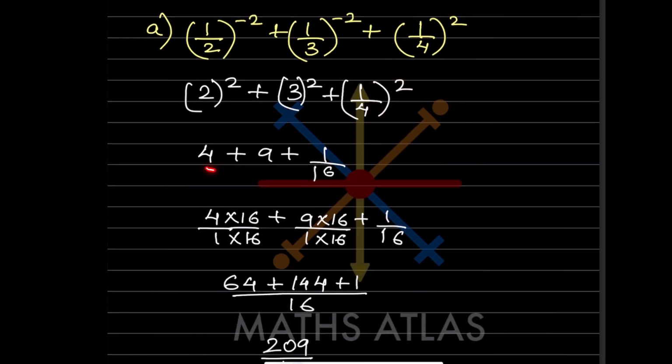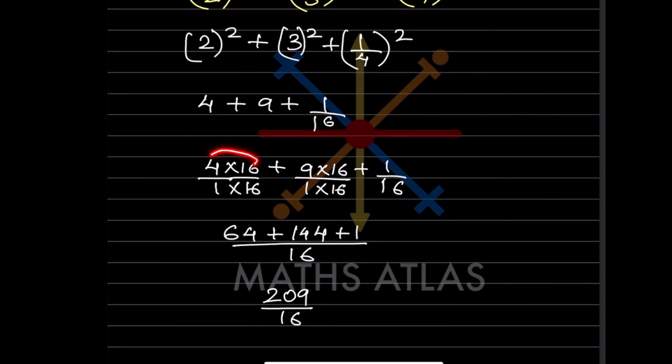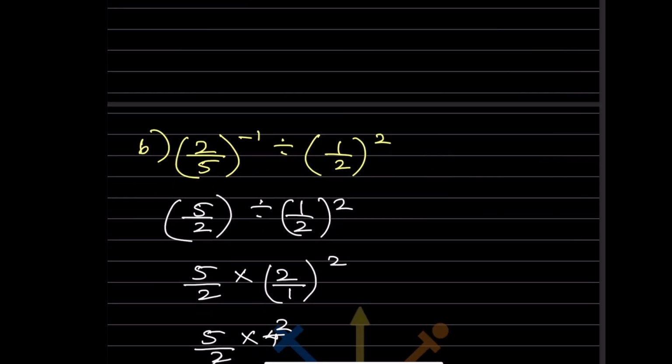Now you can see there is a plus sign in between, so we will take the LCM, that is 16. This is what I have written here. So now this will be 64 plus 144 plus 1 divided by 16. When you add all this, that will be 209 by 16.